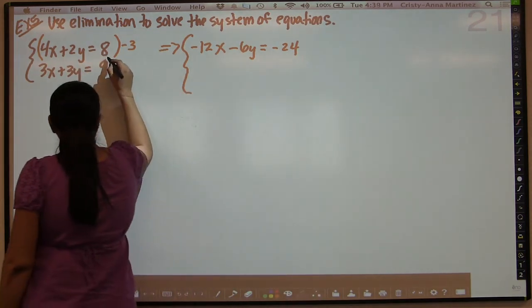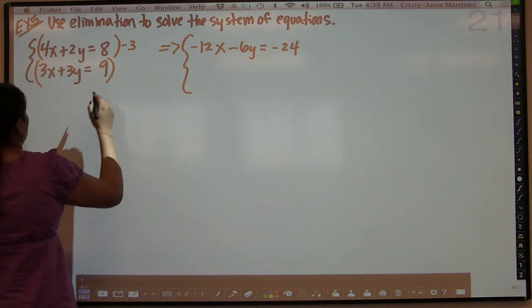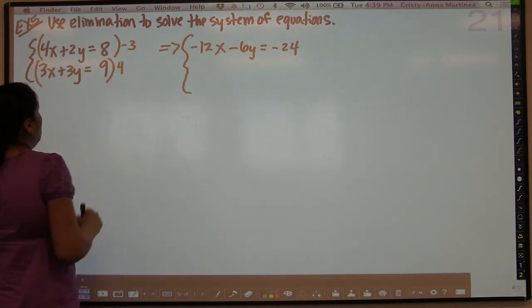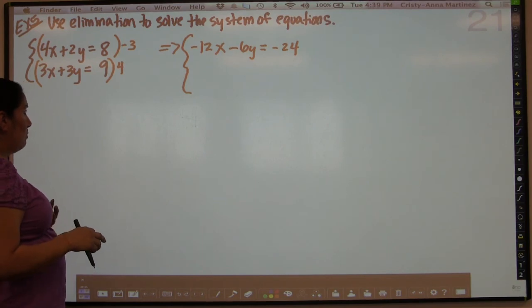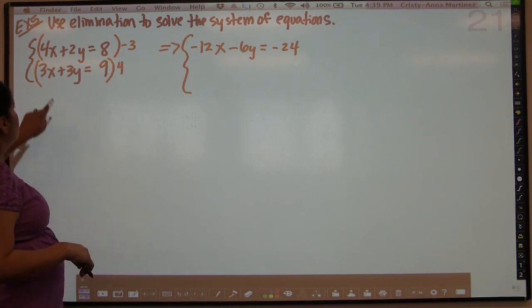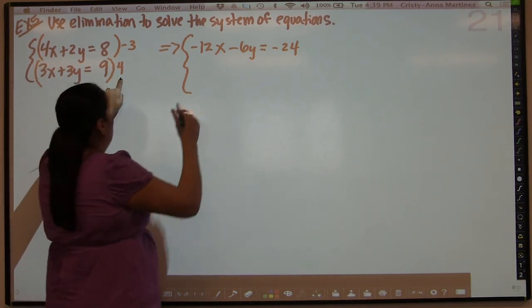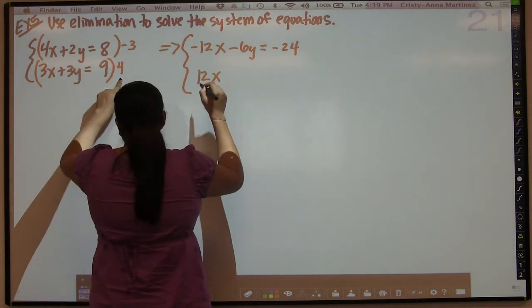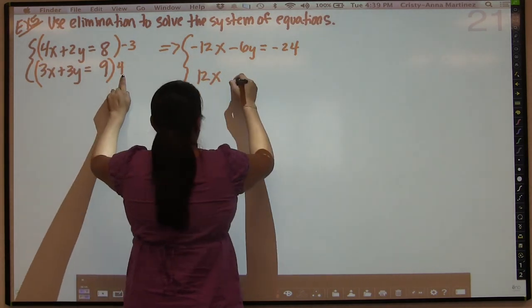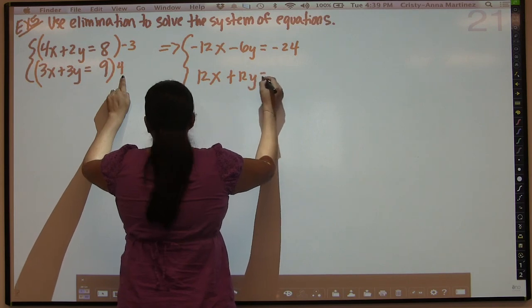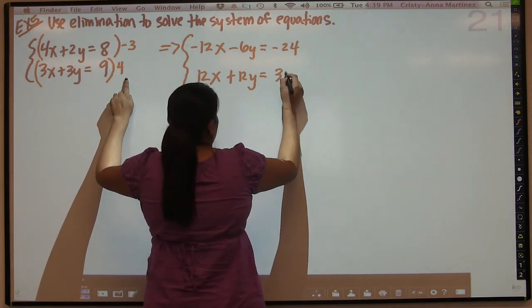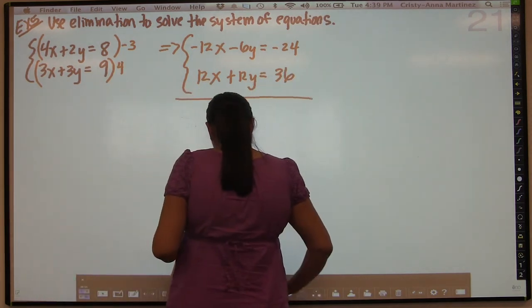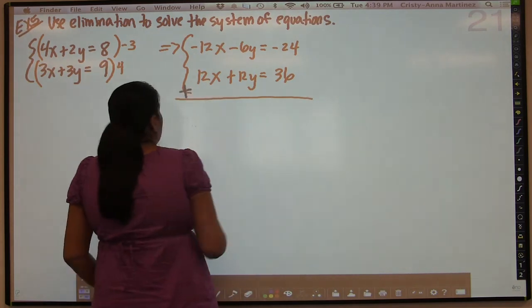On the bottom equation, the second equation, I'm going to multiply that by a +4. I'm not multiplying them both by negative because I want one to be negative, one to be positive. So 3x times 4 is 12x. 3 times 4 again is 12y. And 9 times 4 is 36. Now I can go ahead and add my equations together.